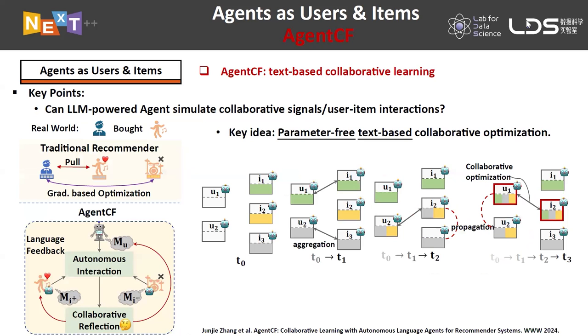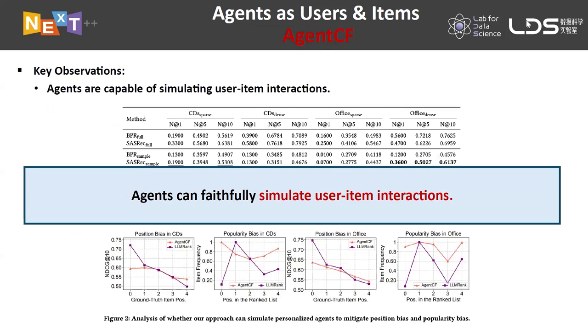To mimic the gradient-based optimization of the recommender system, it uses parameter-free, text-based collaborative optimization. For example, at the initial step, there is no interaction between the user and item agent. Then at the next step, it lets the user agent automatically interact with the item agent. Then it will create some interactions, either unseen or wrong compared to the ground truth. When there are wrong interactions between the user and the item agent, AgentCF updates the wrong interaction to the correct one, and updates the memory in the item agent and the user agent.